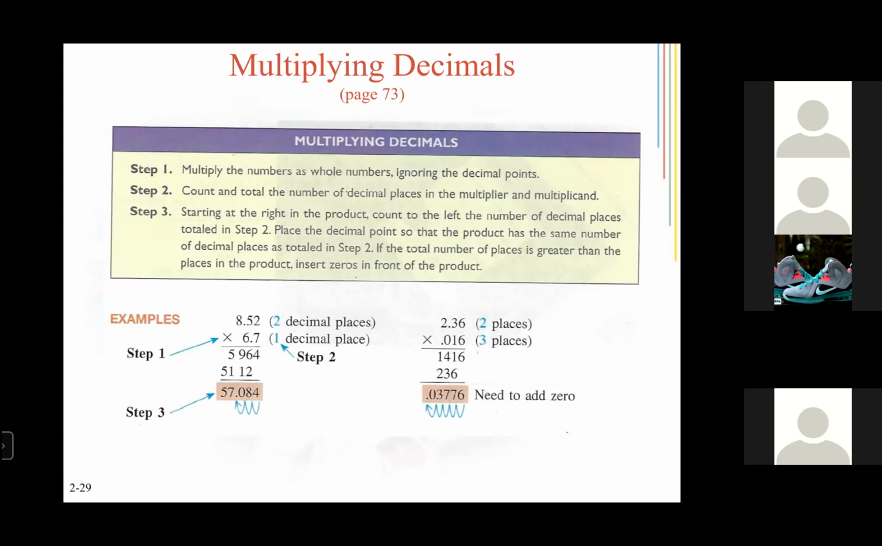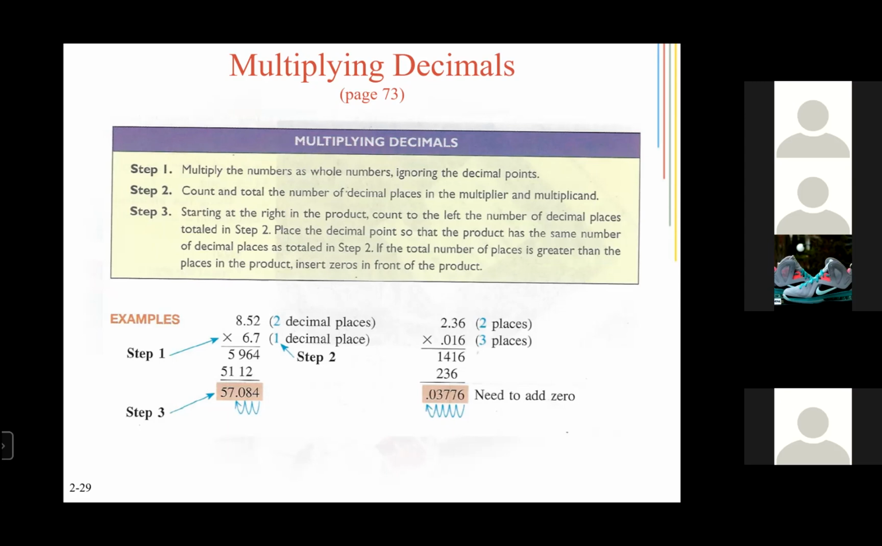So if you're multiplying two numbers, you check how many places come after the decimal point for each of the numbers. So in the case of the first example, 8.52, you have two numbers after the decimal point, and then 6.7, you have one number after the decimal point. So altogether in your answer, you should have 2 plus 1, 3 places after the decimal point. And you will see them showing you in this case that the point was after the 7, and then there are 3 places after the decimal point.